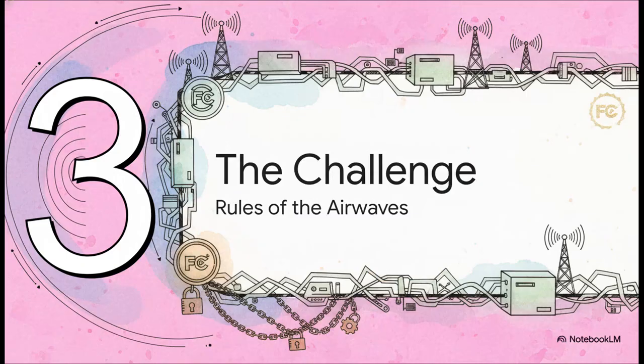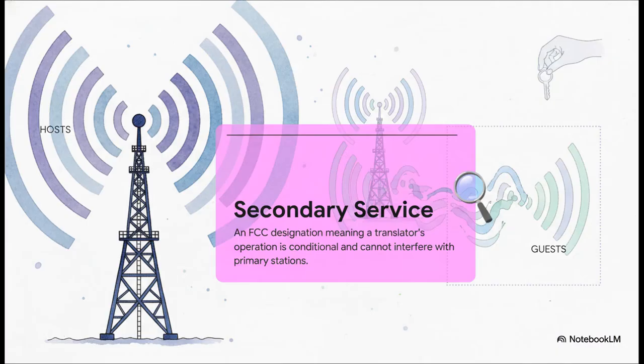Pretty cool, right? Now, as you can probably guess, you can't just start popping up new radio signals all over the place. Translators are a fantastic solution, but they come with a very, very strict set of rules, all governed by the FCC. And this right here is the absolute core of the challenge. Translators are officially designated as a secondary service. What that means is their right to be on the air is conditional. They're basically guests in the radio spectrum. And the big, full-power licensed stations, they're the hosts.